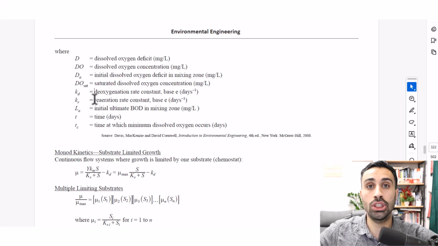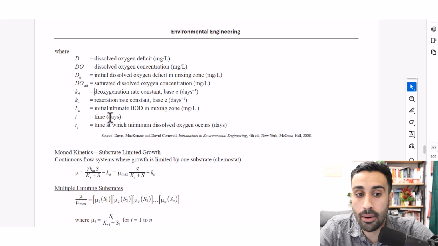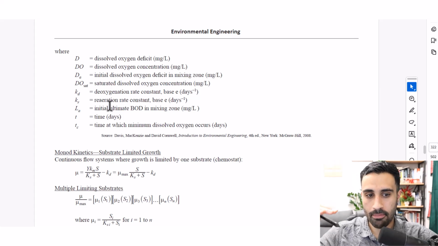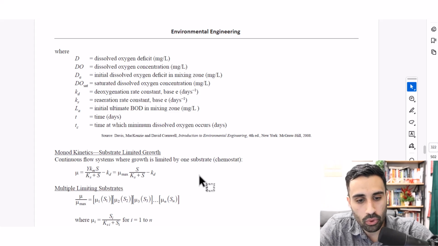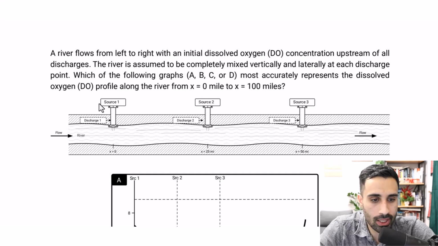Kr is reaeration. This is the oxygen added from the atmosphere. There's that balance between these, and we'll see how this is important. Now, going back to the question, let's look at this conceptually.